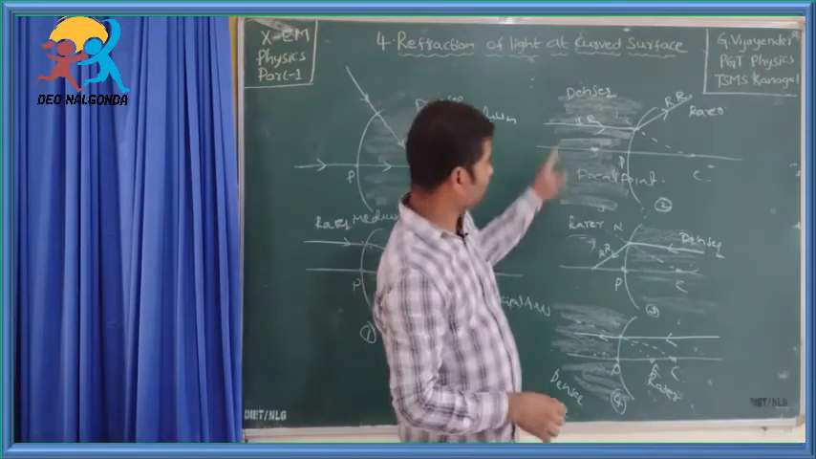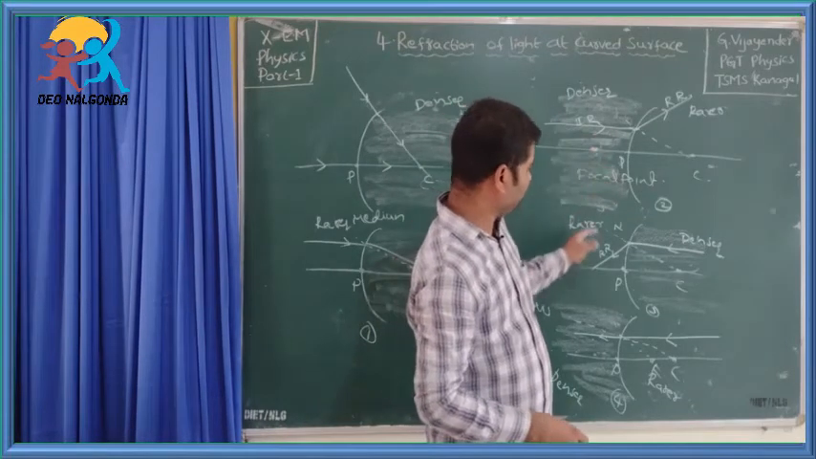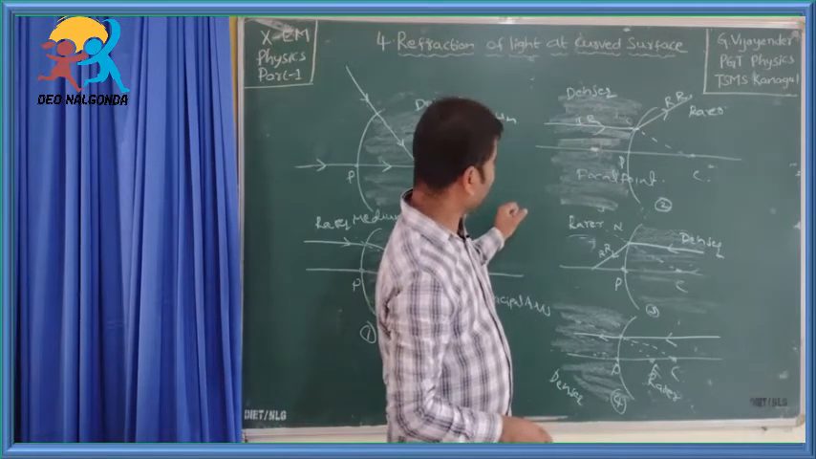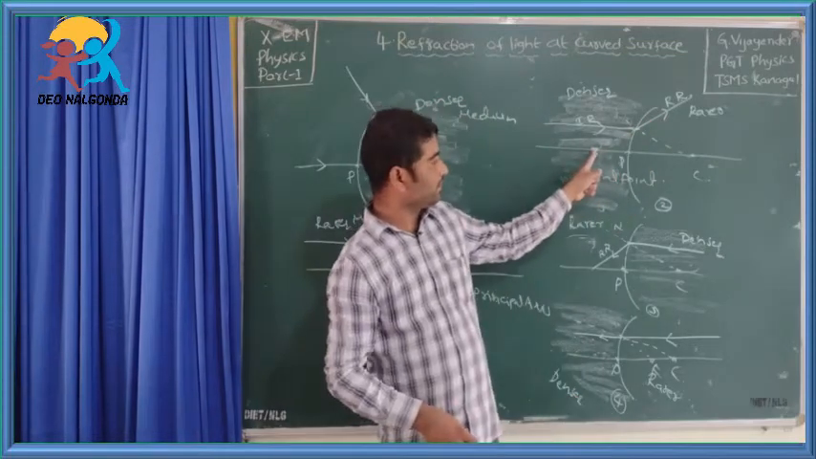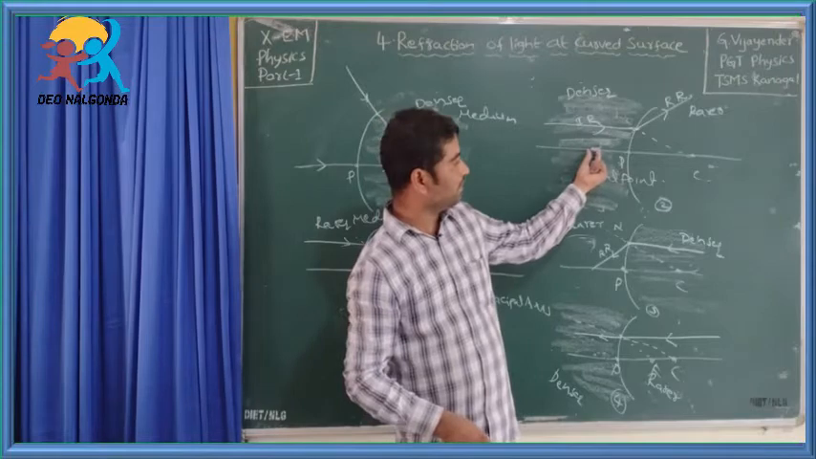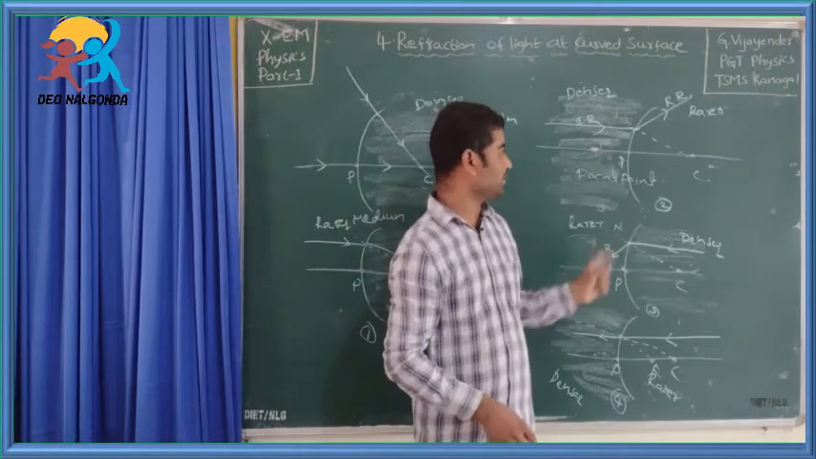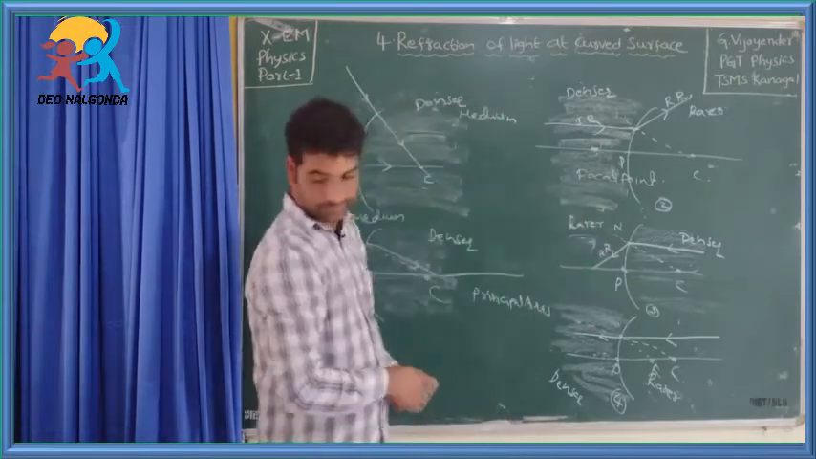When the light ray travels from denser medium to rarer medium, after refraction, if we extend it backwards, the refracted ray intersects at a point on the principal axis. That intersection point is called the focal point.